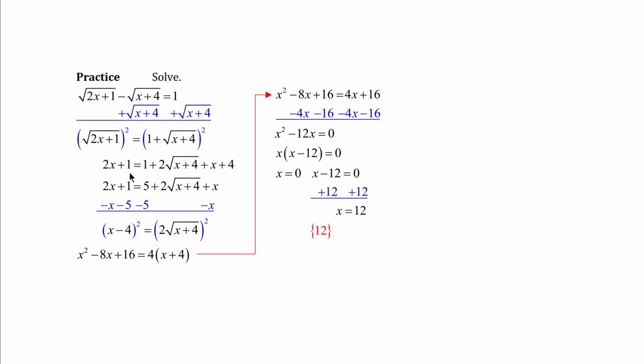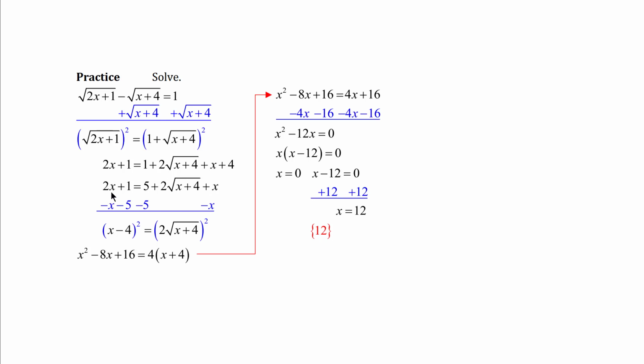So the result is 2x plus 1 equals 1 plus 2 times the square root of x plus 4 plus x plus 4. Next, we can combine like terms. We can add together the 1 plus 4 on the right-hand side. This will give us 5. And then we can bring down the rest of the terms.